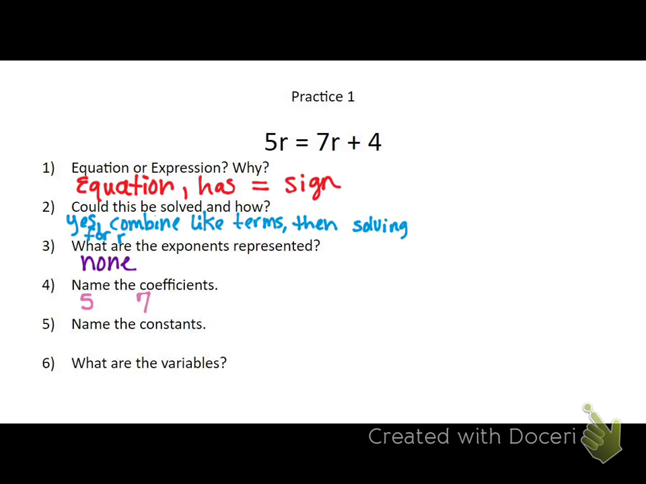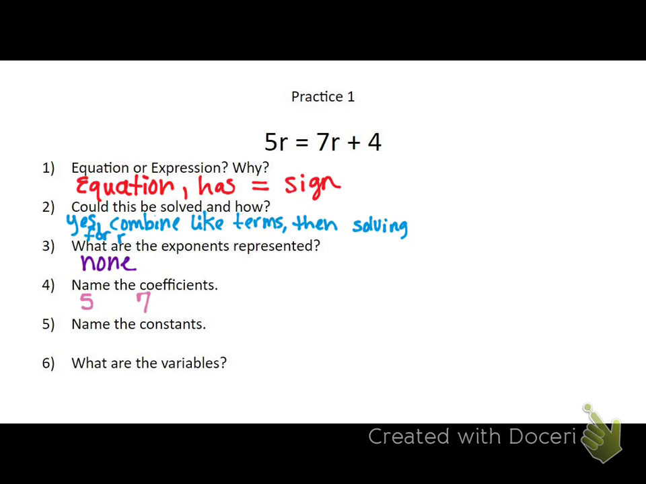So the coefficient is that number in front of the variable. The variable's not with it. Now, if you would say 5r and 7r, you're telling me 2 of the terms. How many terms does this equation have? Well, let's count. 1, 2, 3. So it has 3 terms.